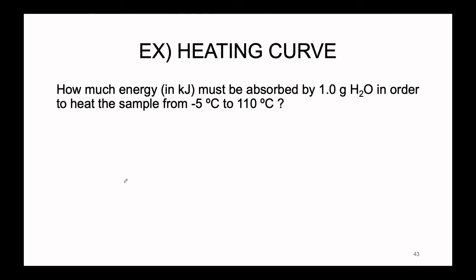Let's find how much energy in kilojoules must be absorbed by 1 gram of water in order to heat our sample from negative 5 degrees Celsius all the way up to 110 degrees Celsius. So this is going to be the most extreme form of this problem, where we are going from something in the solid phase, because this is water, and we know that below 0, water is going to be a solid. So we're going from solid all the way up to gas. And even more than that, we are going to need to pass through our phase boundaries.